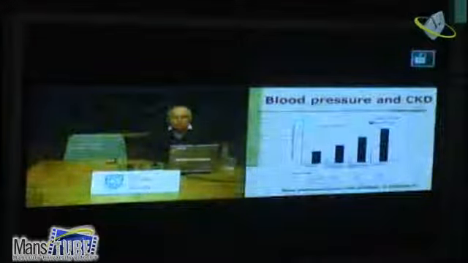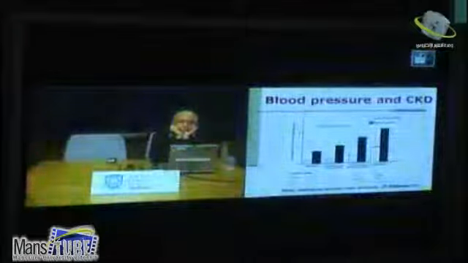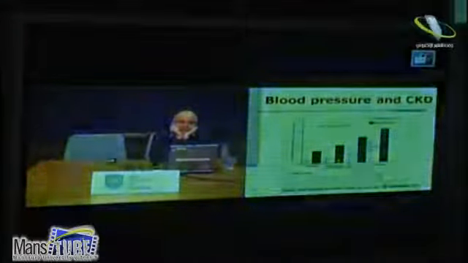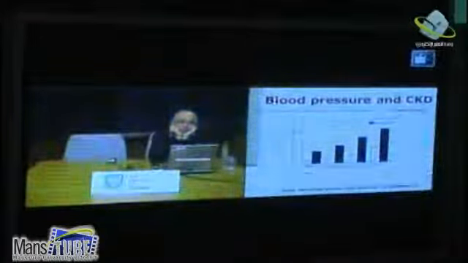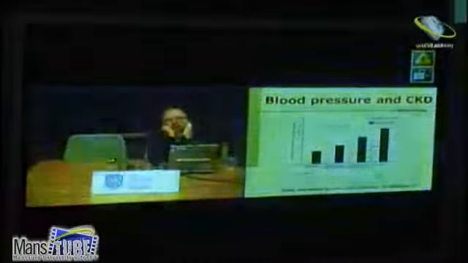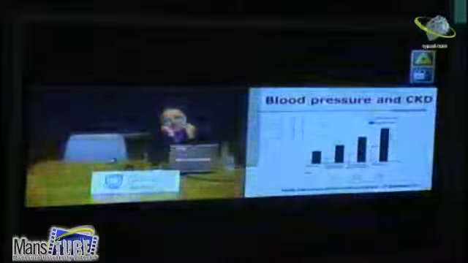This is from a Japanese population. If you look here, the white column reflects women and the black reflects men. So the higher the blood pressure the person has, the higher the likelihood of chronic kidney disease. Again, this is an association, as we mentioned, but this is the data. But I don't think this is a clear association.